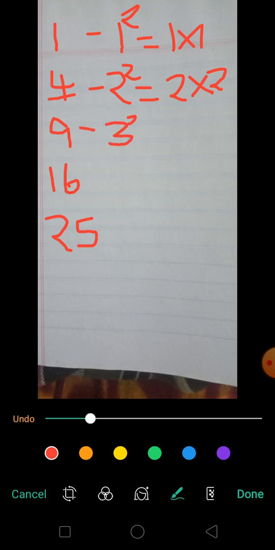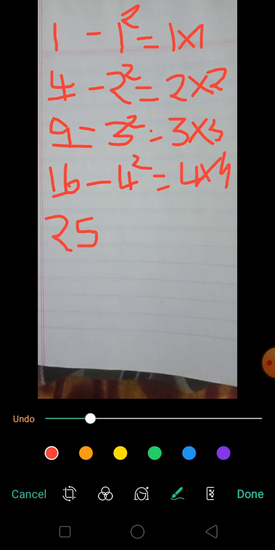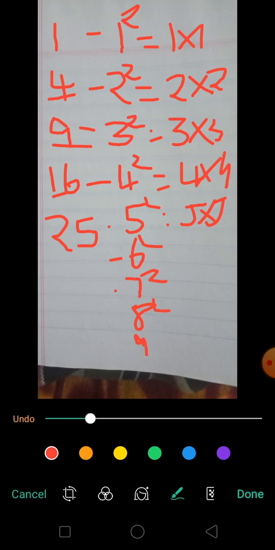This is 3 square. So 3 threes are 9. So 9 is our answer. This is 4 square. So 4 fours are 16. This is 5 square. 5 fives are 25. So after that what? 1 square, 2 square, 3 square, 4 square, 5 square. After that 6 square, and then 7 square, and then 8 square, and then 9 square.